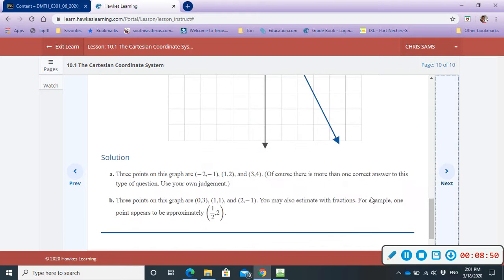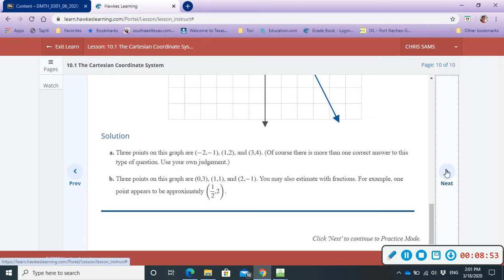Okay, so with that, let's jump into Hawk and do some examples.